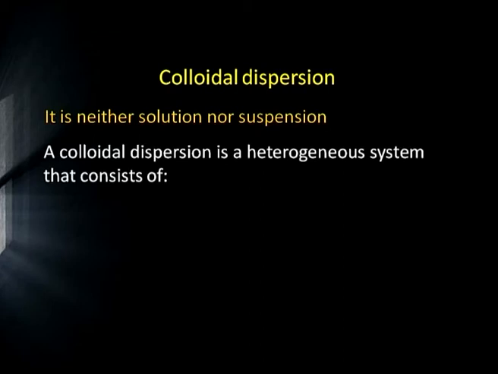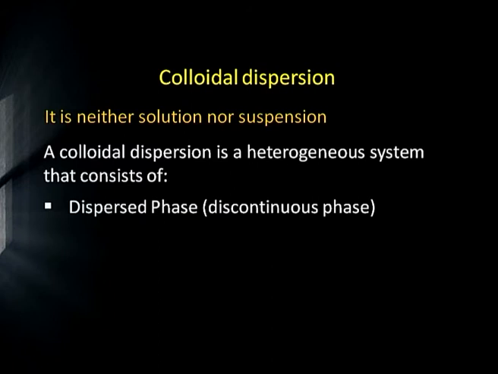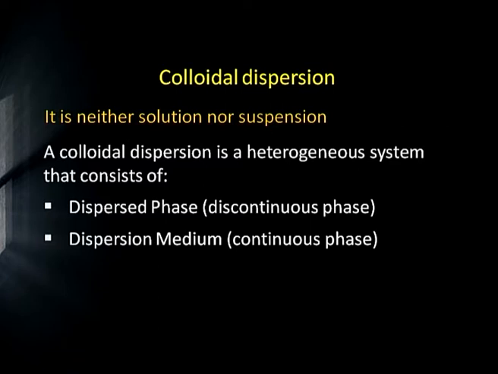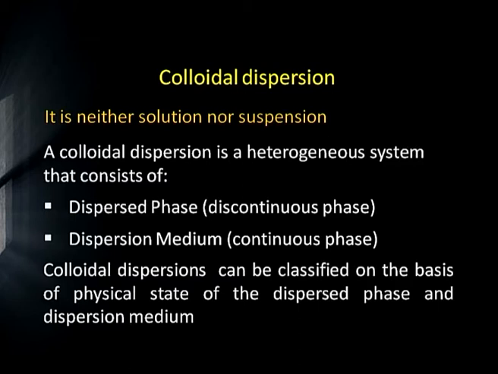Therefore, we can say that a colloidal dispersion is neither a solution nor a suspension. A colloidal dispersion is a heterogeneous system that consists of a dispersed phase, that is a discontinuous phase, and a dispersion medium, that is a continuous phase. And colloidal dispersions can be classified on the basis of the physical state of the dispersed phase and the dispersion medium. Now, the physical state can be gas, liquid or solid, any combination of the two, like liquid-liquid, solid-liquid, solid-gas, except gas-gas systems. The reason being, gases are completely miscible in each other and give a homogeneous system.